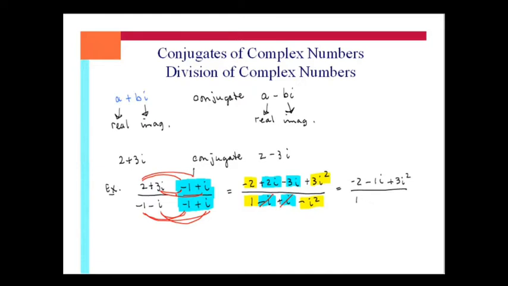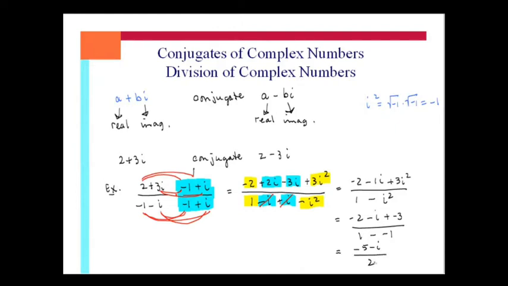So all we have left in the denominator is 1 minus i squared. Recall from the previous slide that i squared is the square root of negative 1 times the square root of negative 1, or negative 1. So simplifying further, we have negative 2 minus i plus 3 times negative 1, or negative 3. In the denominator we have 1 minus a negative 1. And our simplest form would be negative 5 minus i over 2.